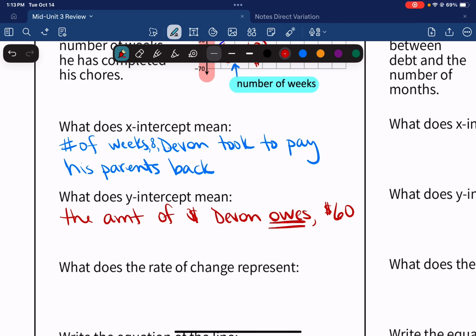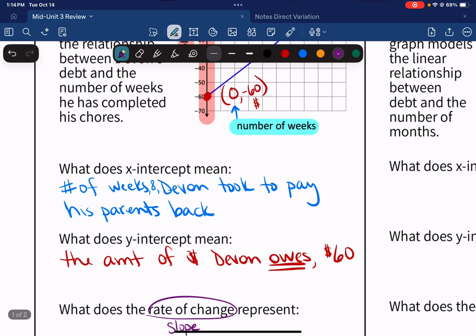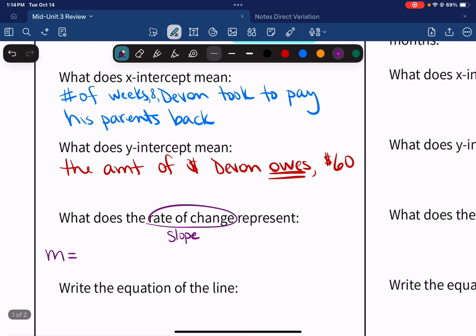Okay, what does the rate of change represent? And remember that rate of change is the same thing as saying slope. But because it's a word problem, it is important that we pay attention to our labels. Our y-axis, again, is labeled dollars. So it's dollars.